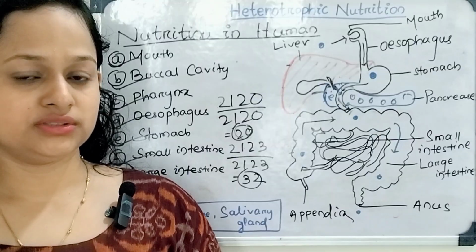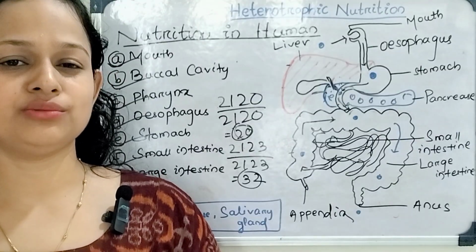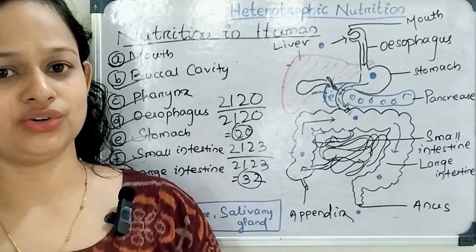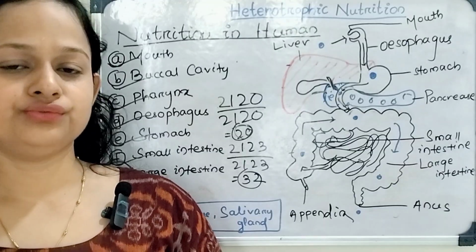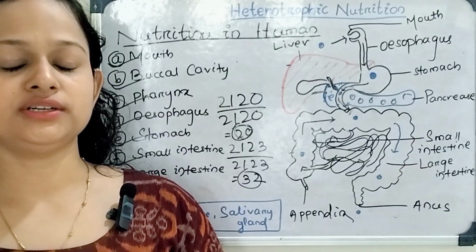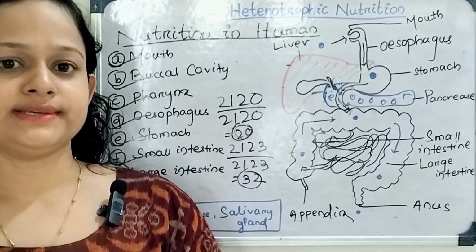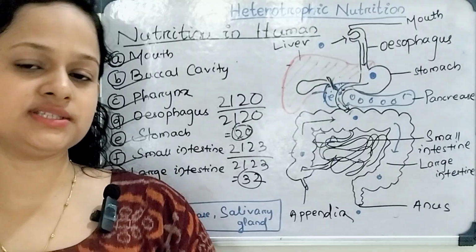Then come to the third part, the tongue. The tongue is a muscular movable organ. It contains papillae which contain the taste buds. So the function of the tongue is to taste the food, and another important function is to make the voice, and it also helps in mixing food with the saliva.